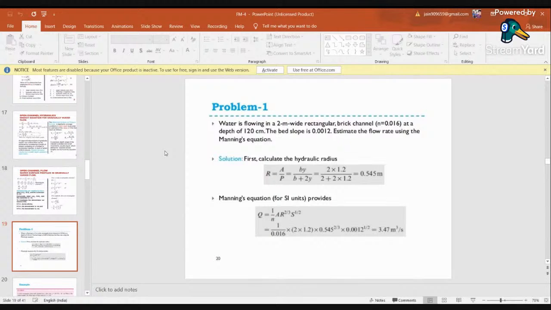Now the hydraulic radius will be calculated as area divided by wetted perimeter. Area is b into y and wetted perimeter is b plus 2y. So width is given as 2 meter and depth is given as 1.2 meter. So it will be 0.545. n is given as 0.016. So replace the values, you will get the discharge value as 3.47 meter cube per second.